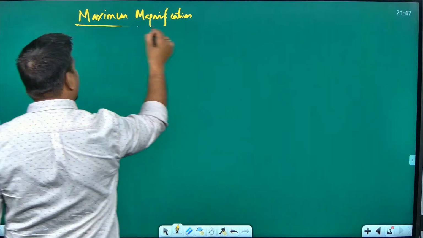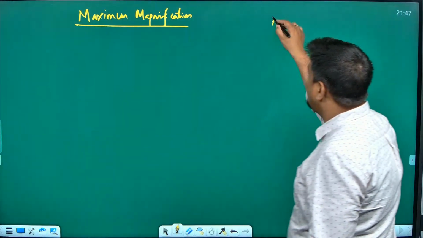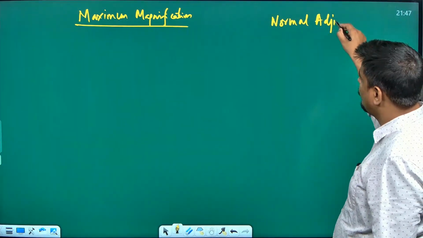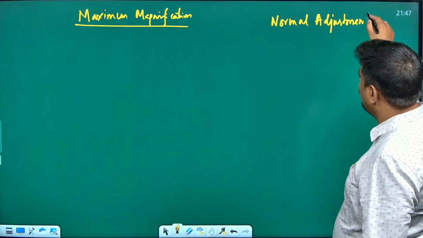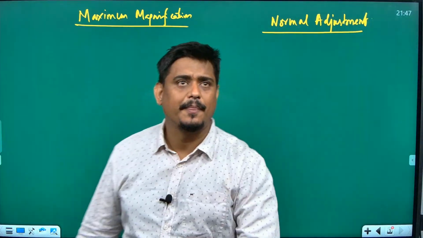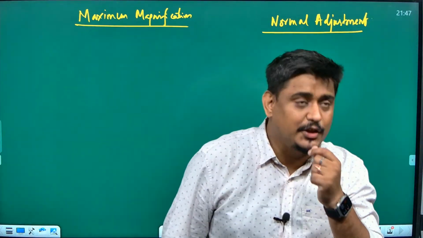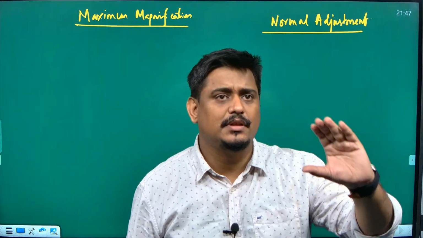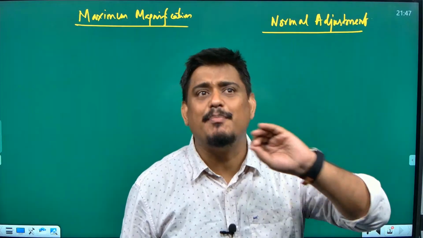And the second scenario is called normal adjustment. Now, what is the meaning of maximum magnification? Please pay attention. Some time ago I was telling you that if the object is kept at D, we will have the maximum magnification.